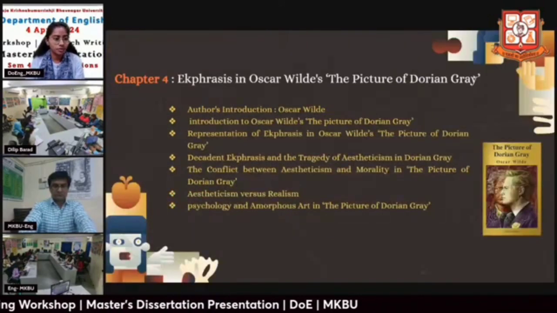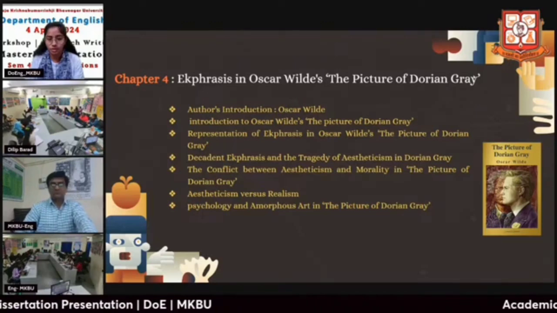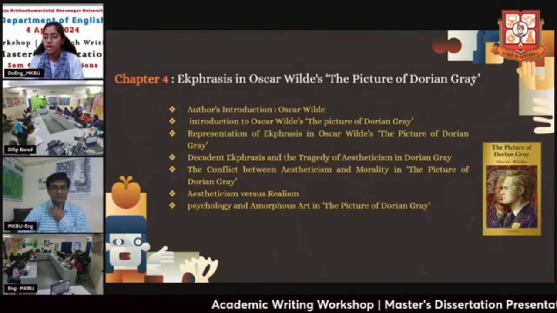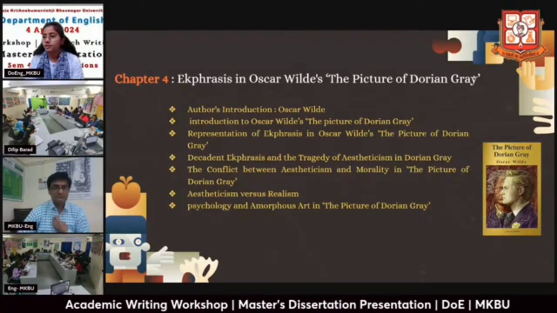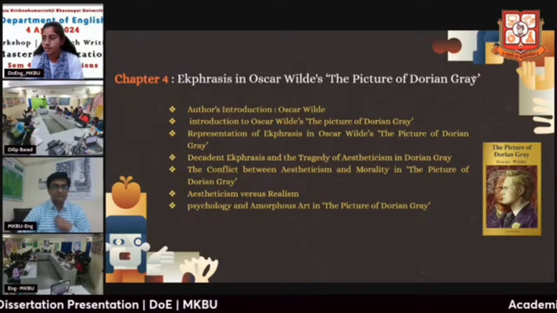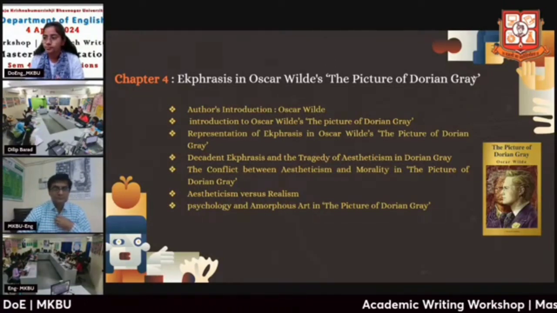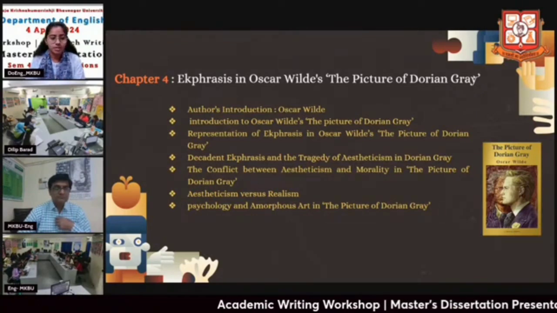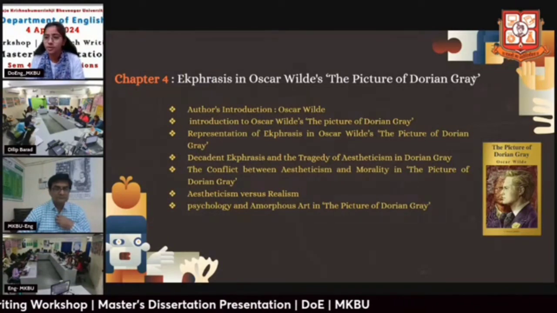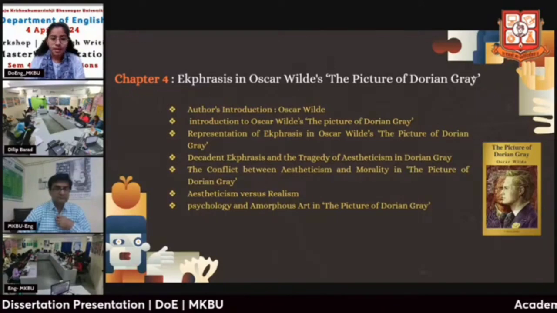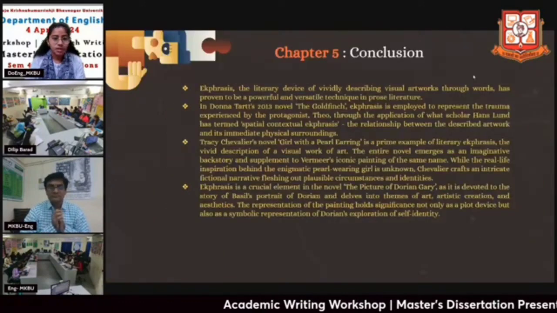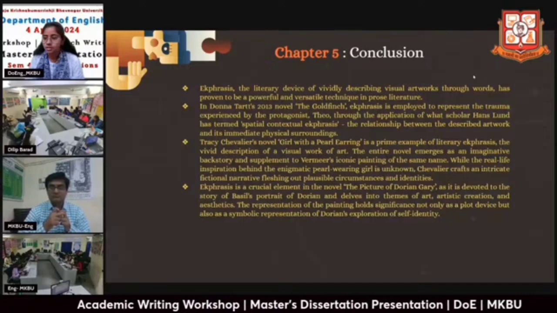And in the fourth chapter, ekphrasis in Oscar Wilde's The Picture of Dorian Gray. In this novel, ekphrasis plays a vital role, because the main character, Dorian Gray, is obsessed with his portrait. He also likes his external beauty, is obsessed with it, and always wants to remain young. And this is how ekphrasis arrives in this novel.